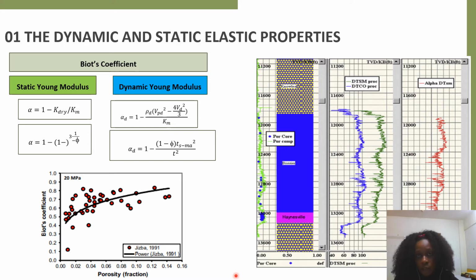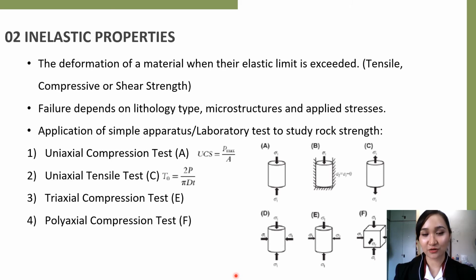We can see that these values change to values like 0.6 to 0.8 at porosities of 15 to 20% for carbonates and sandstones. And that is all from me. Thank you. Thank you to my colleague Samia.